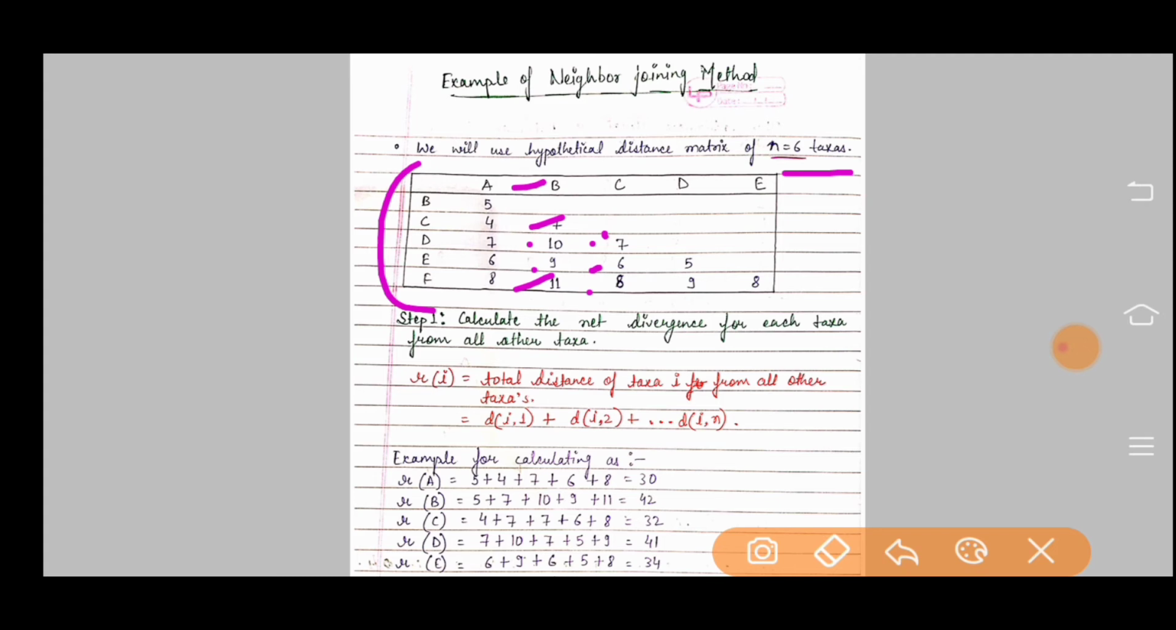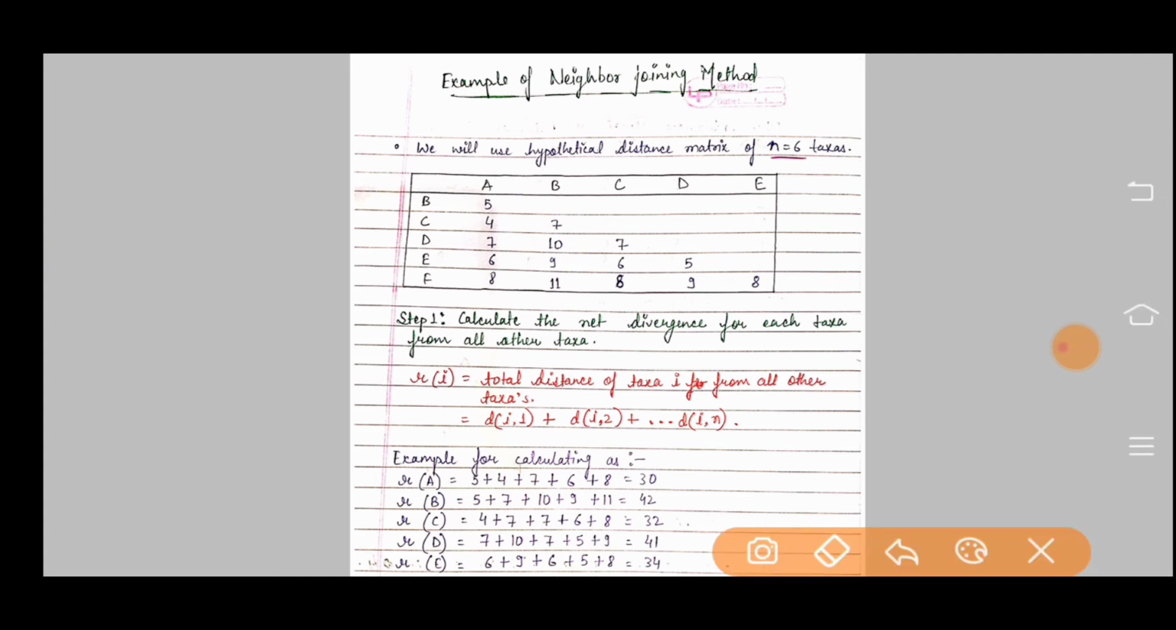So these distances show how closely the species are related to each other. The lower the value, or you can say the distance between two taxa, the more closely the species or taxa are related to each other. So there are many steps to draw a phylogenetic tree by the NJ method.